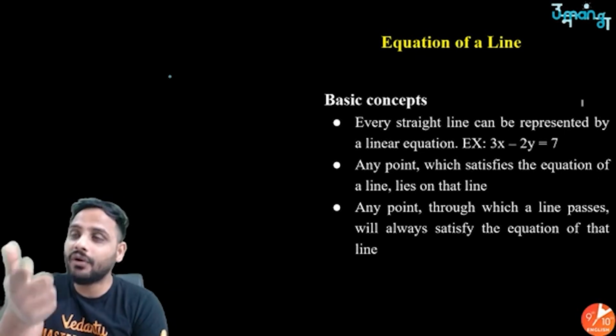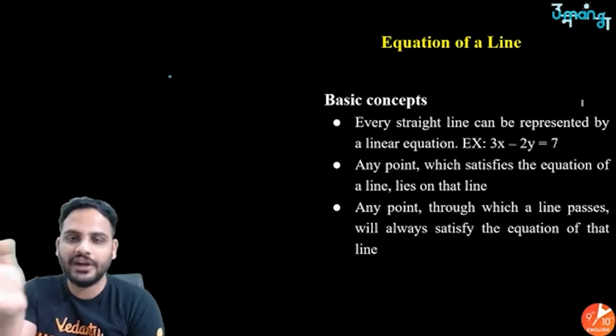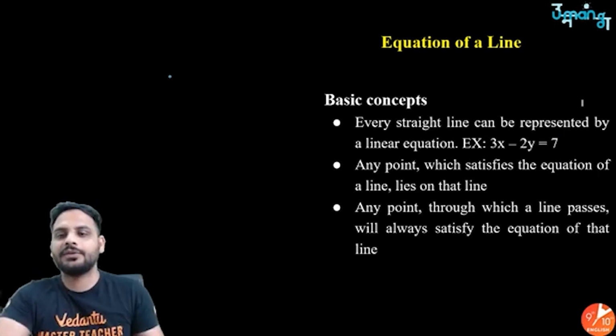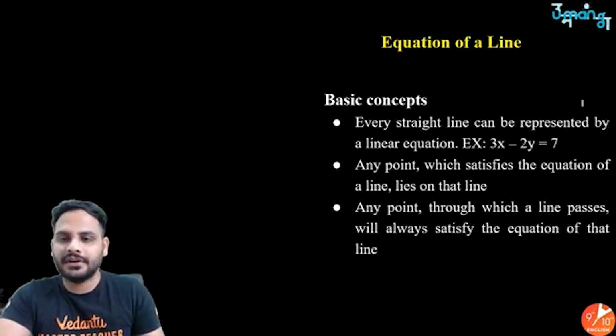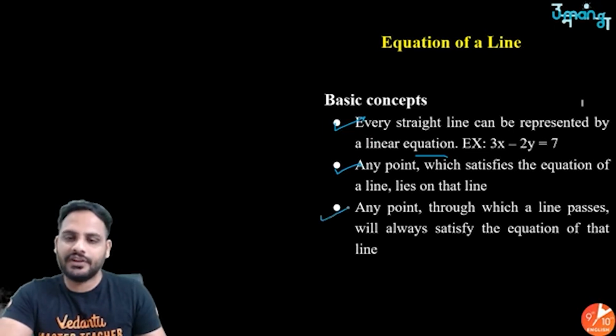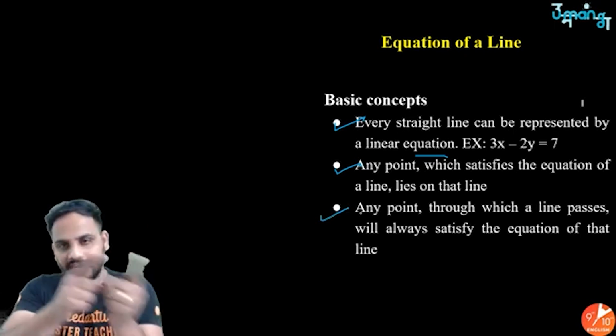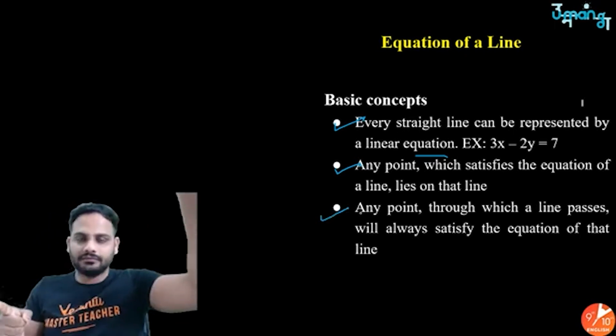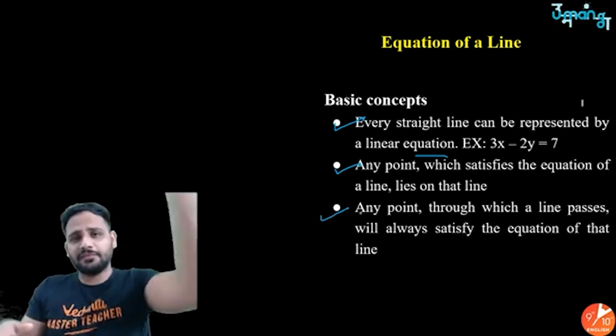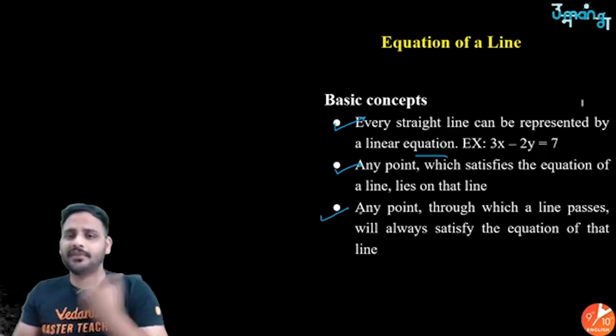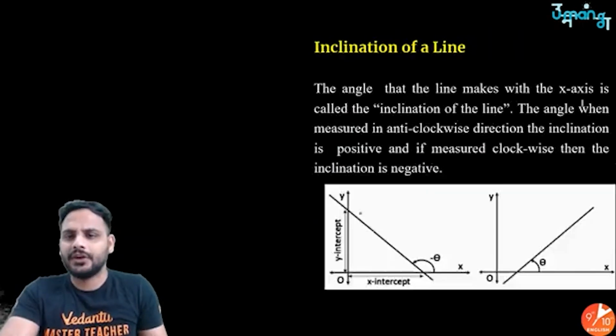So if we draw that graph, that point will be present on it, right? We know every straight line can be represented by a linear equation. First one, true sir. Any point which satisfies the equation of a line lies on that line. Yes sir. Any point through which a line passes will always satisfy the equation. Yes, if the point satisfies the equation, it will be on the line, or if the line passes through that point, it must satisfy the equation. Both ways it will work.